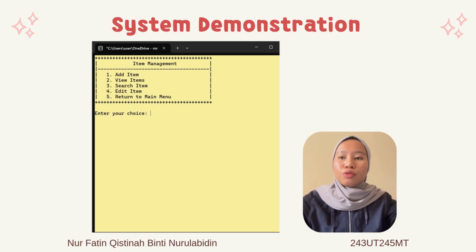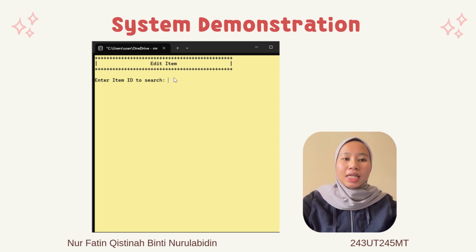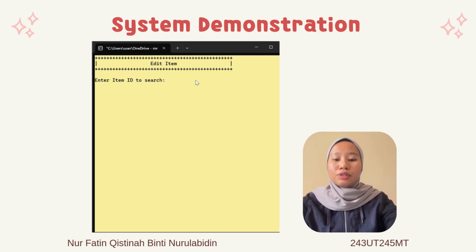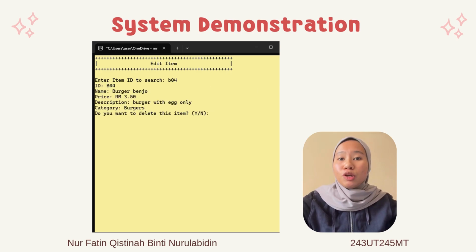Next is edit item. I will enter 4 to go to the edit section. Then it will prompt the user to enter an ID to search the item, where later it will retrieve the stored item in the file. Let's say I want to enter B04. The system will load all available items from the file, and then display the item's details including ID, name, price, description, and category. It's the same concept as search item, where it will retrieve the details from the file and display it.